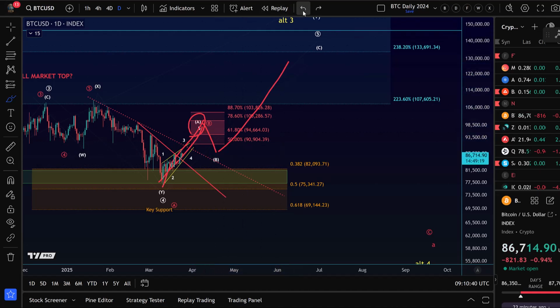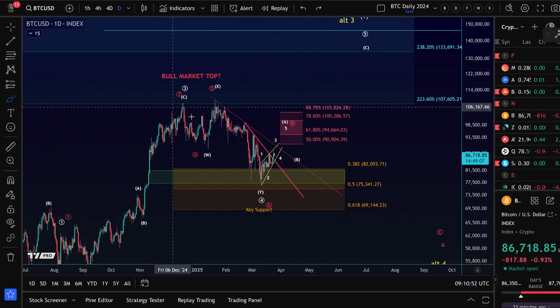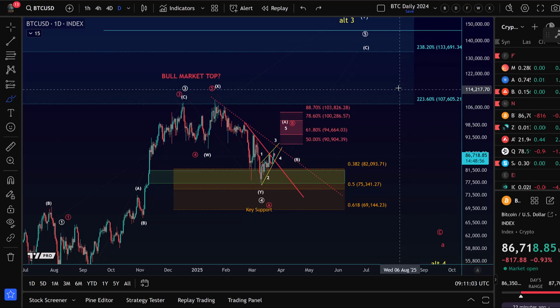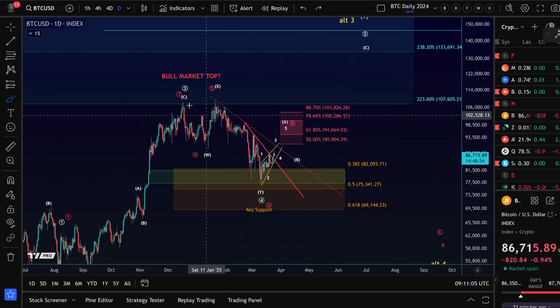But what I want to say is, once we see any 5-wave move to the downside, it would be a strong indication that the red C wave has started. That is related to the red scenario where a bull market top might be in. Could have topped here around the 223.6 extension at 107K. That is not anything that I'm predicting yet, okay? But the risk is there.